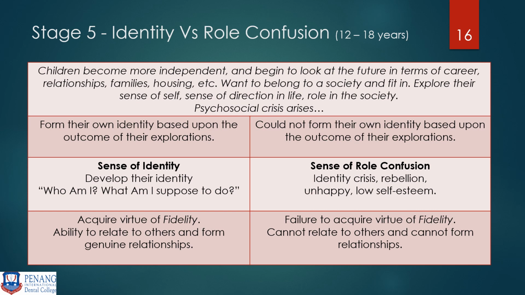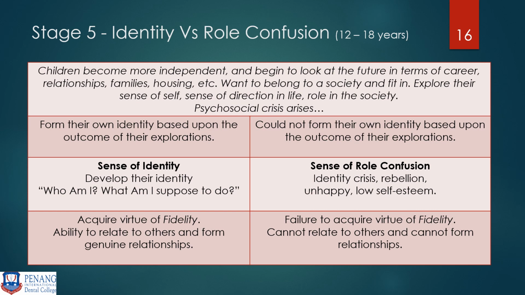So I think I want to be a dentist, and therefore the sense of identity develops, that I am, and what am I supposed to do for the society. And once the child develops a sense of identity, they acquire the virtue of fidelity, which basically means the ability to relate to others and form a genuine relationship. So basically, once you understand how you fit into the society, then you start making your networks, and then you start relating to others.